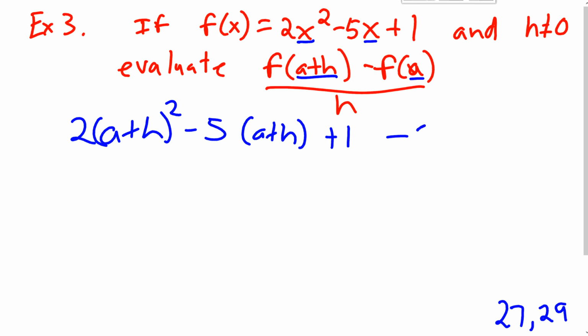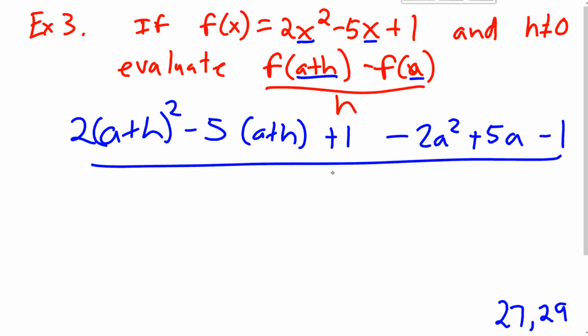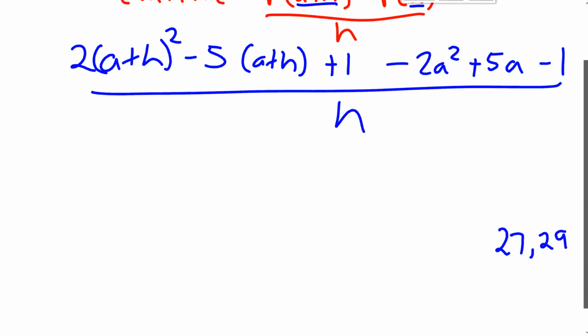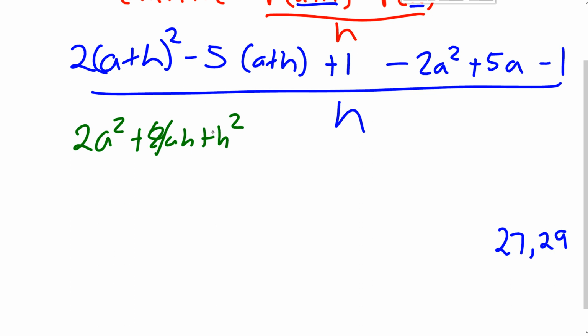So that I'm subtracting 2a squared, I'm subtracting a negative 5a, so that's a positive 5a. So notice I'm just changing the signs here, and then a negative 1 because I'm subtracting a positive 1. And the whole thing's over h. And so then we're going to work this through, square first, so we get a squared plus 2ah plus h squared, all times 2. So this is a 2, this becomes a 4, this becomes a 2. Then minus 5, distribute that 5a minus 5h plus 1 minus 2a squared.